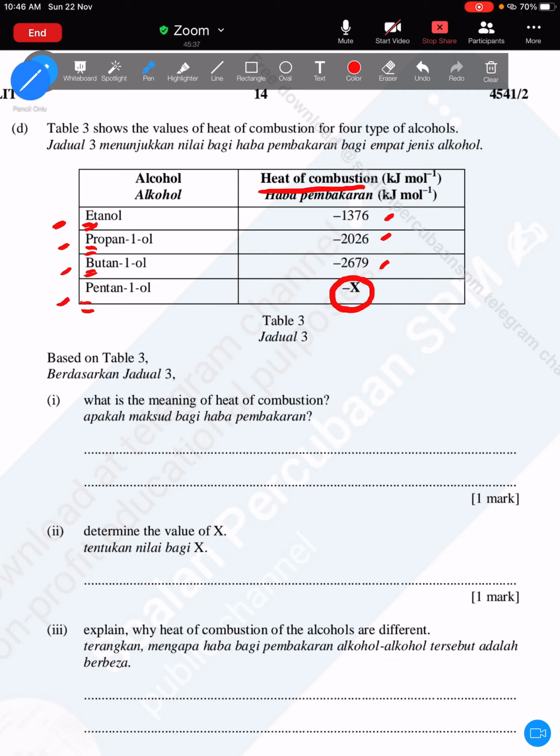Okay, what do you mean by heat of combustion? Very common question. They might ask you about the definition of the term itself. What can I say? The definition.